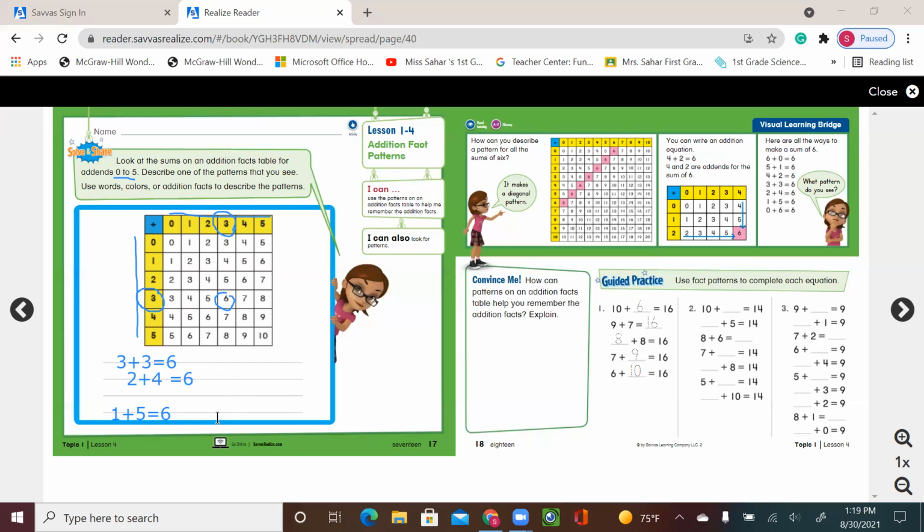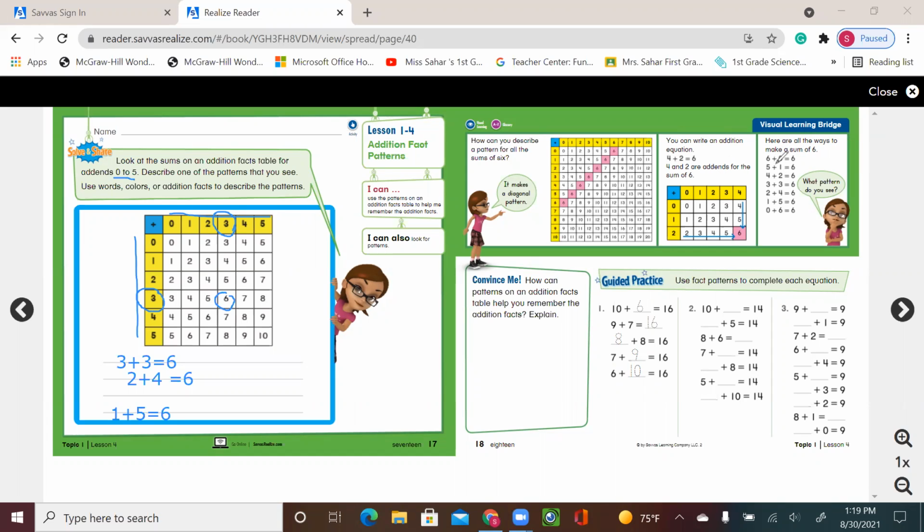Do I have more? We do, but I don't have space here. So let's see over here for page 18, the example we have. You can write an addition equation 4 plus 2. 4 and 2 are addends for the sum of 6. That's what we say about those yellow rows. Okay, so here are the ways to make a sum of 6.